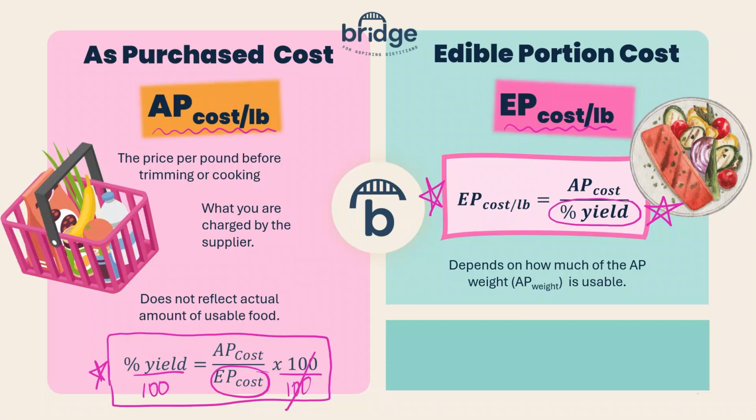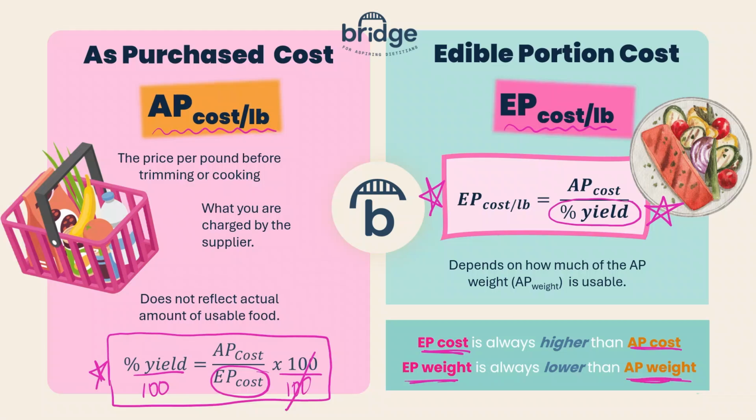So to be super clear here, your EP cost is always higher than your AP cost. EP cost is the cost that you are able to prepare your food for, and that is calculated by removing the waste products from your as-purchased food. So even though you bought the chicken for $1.99, by the time you process it and remove those bones, the edible cost will now be higher. It has to be higher when you're preparing foods. And that's because your edible portion weight is always lower than your as-purchased weight, because your as-purchased weight includes all of the waste that you'll be getting rid of.